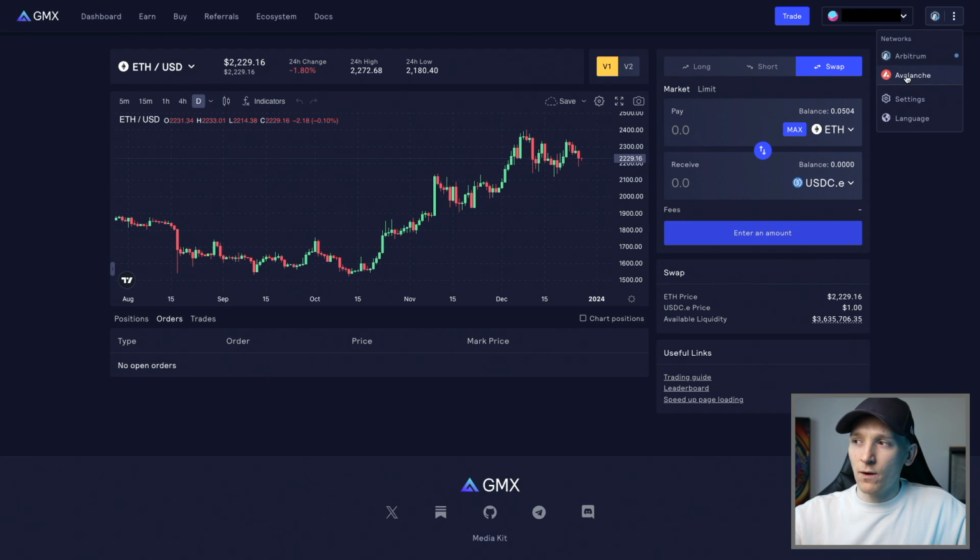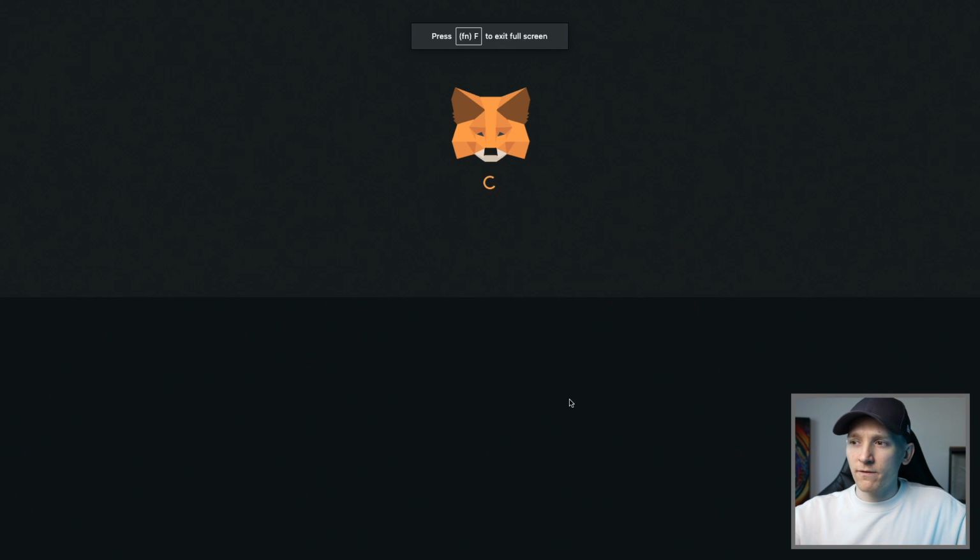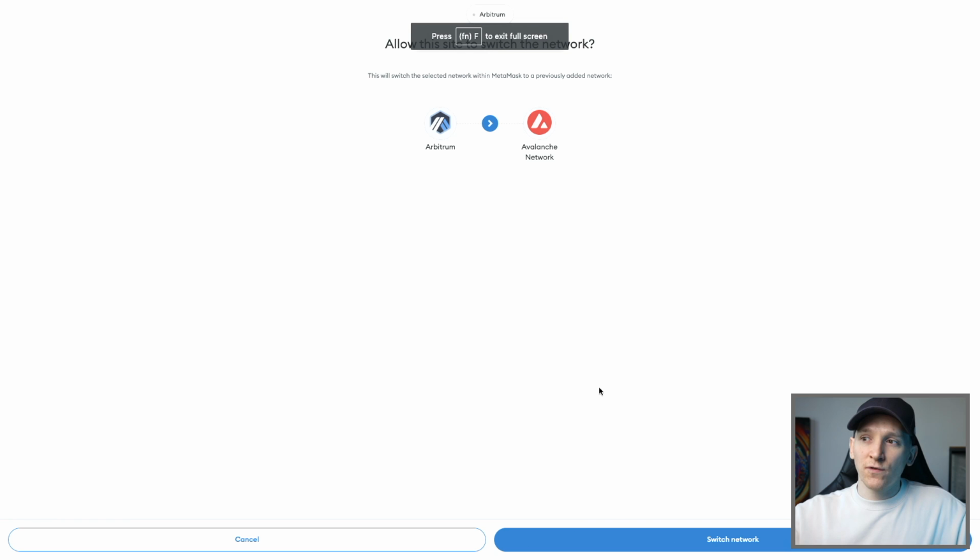Just switch between these networks. So you can see I'm on Arbitrum now. If I click Avalanche, MetaMask is going to say, do you want to switch the network to Avalanche? And I want to switch, so I press switch. Now, if you don't have a network added, down in the bottom, it's going to say, do you want to add this network to your MetaMask and switch? And you want to say yes, and that's just going to add all of the stuff for you. You don't have to put it in manually.